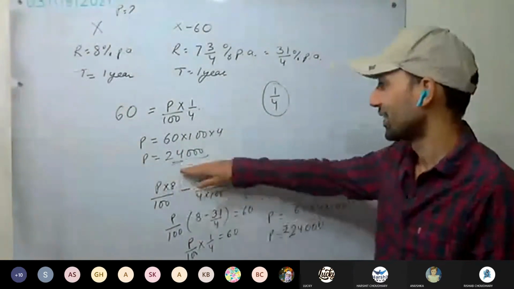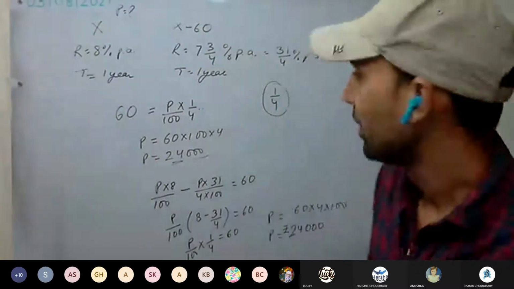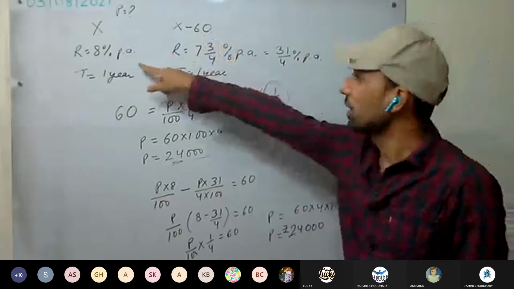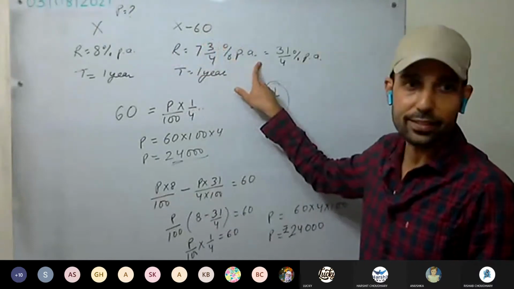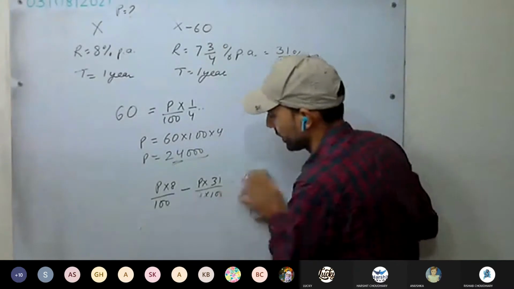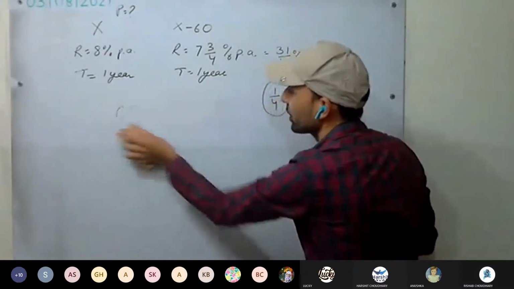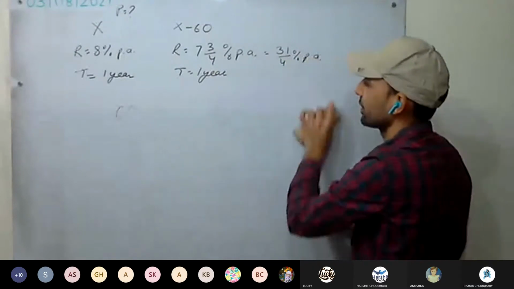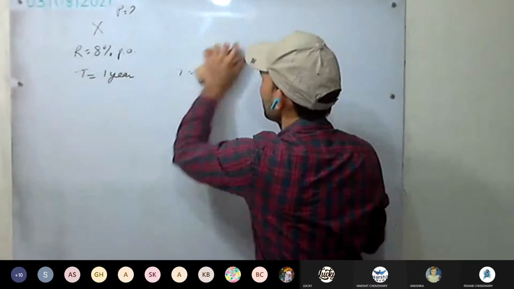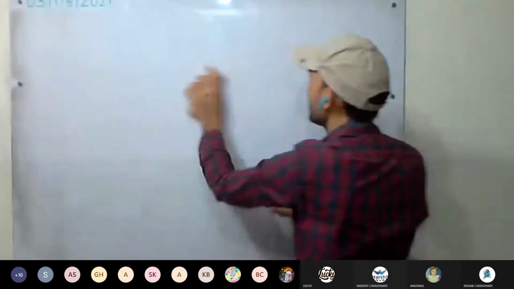Very shortcut. Because the reduction in the interest of rupees 60 is because of the reduction in the rate of interest. Clear to all? Anyone having doubt here? So see here, in just 2 lines we have got the answer. Okay. Read next one.